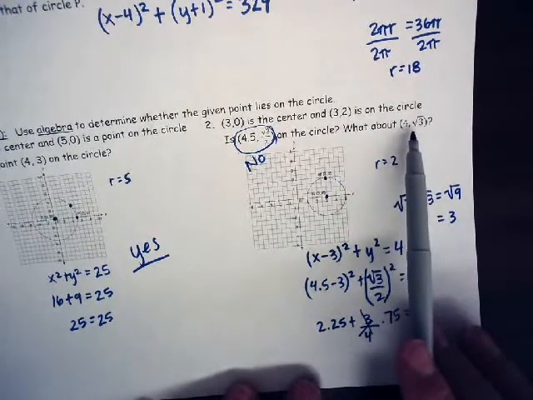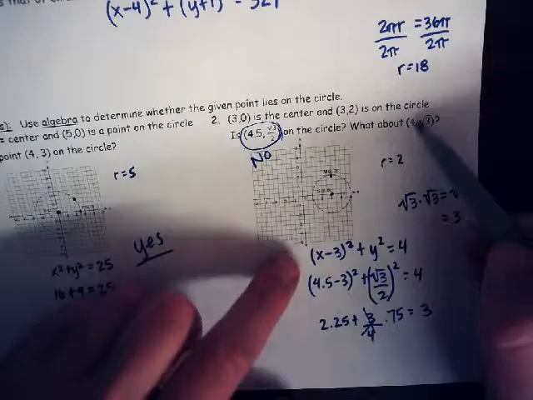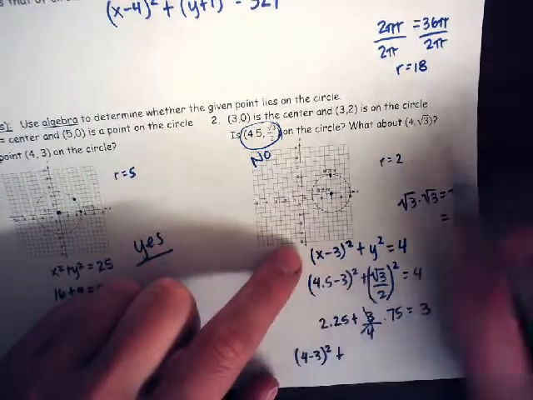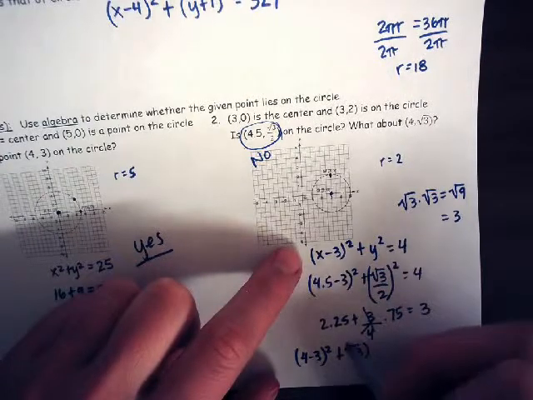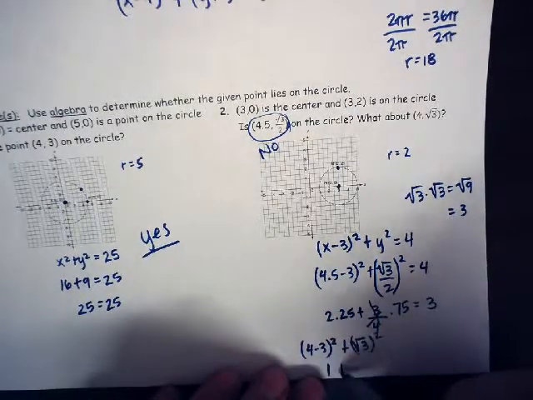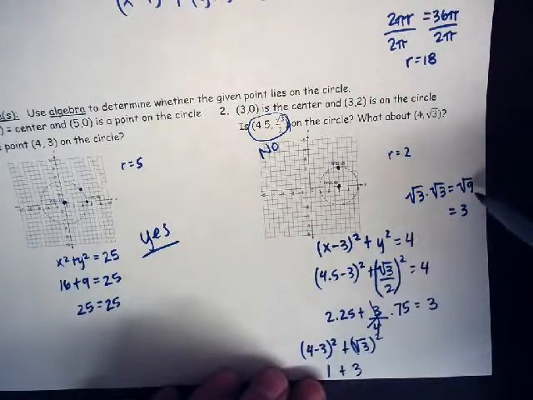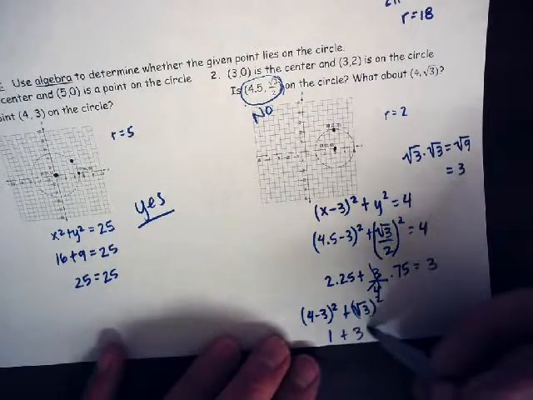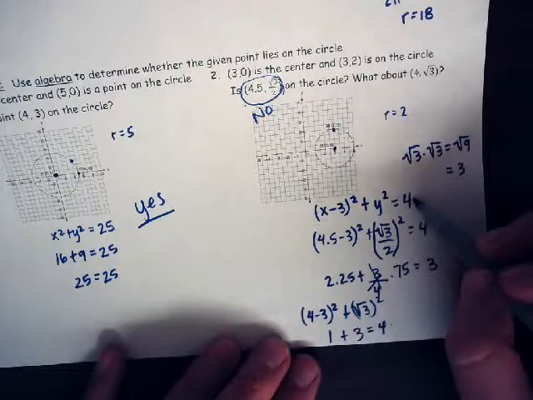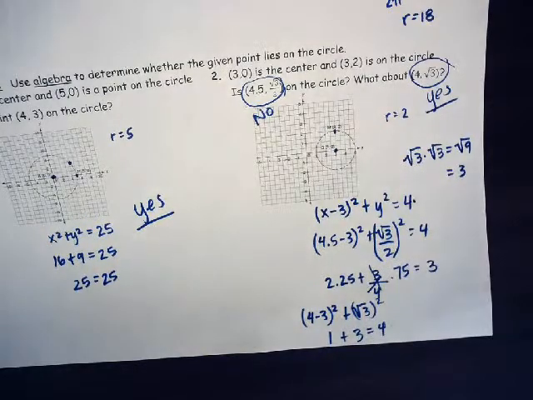Okay, let's try this point. So I've got to come back to the equation and substitute in those points. So I'm going to say 4 in for x. So (4 - 3) squared plus, and then the square root of 3 squared. 4 minus 3 is 1, and 1 squared is 1, plus, and then the square root of 3 squared is 3. We found that out up here. So 1 plus 3 equals 4. So since this one does equal 4 on both sides, then yes, this is a point on the circle. That's it.